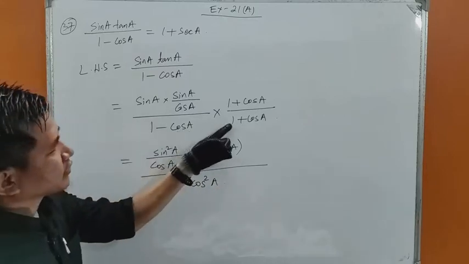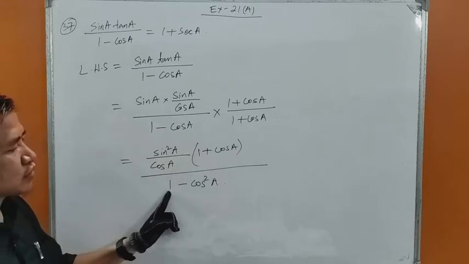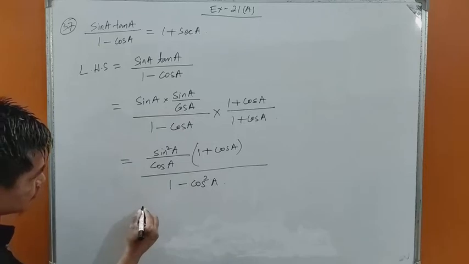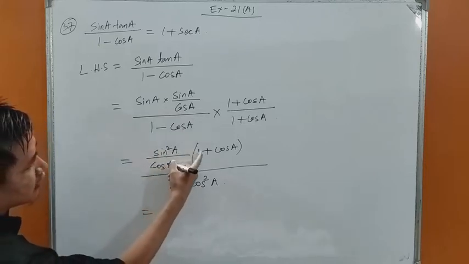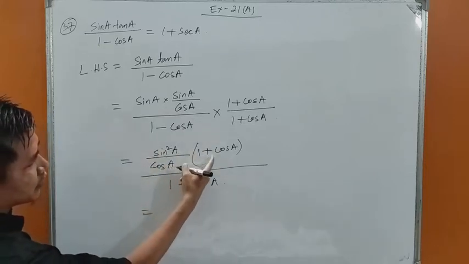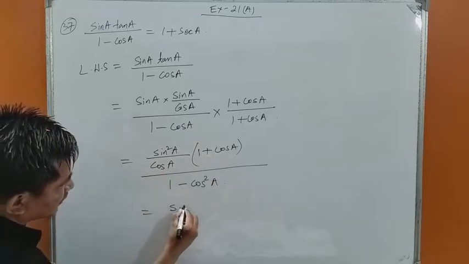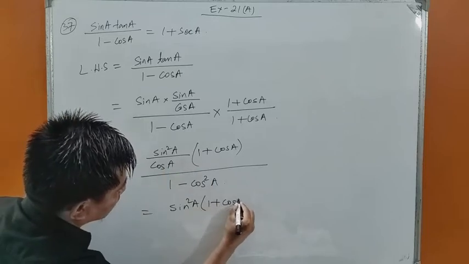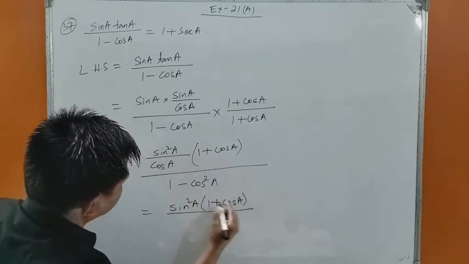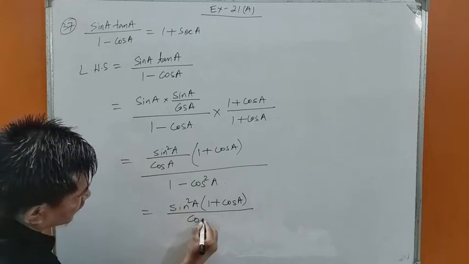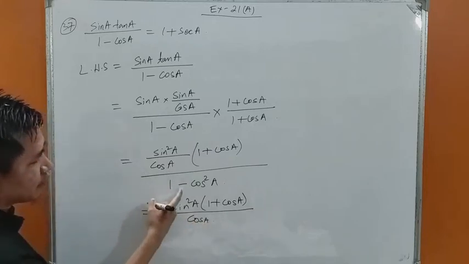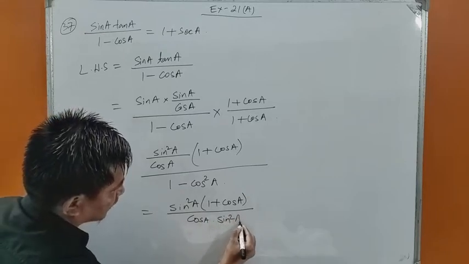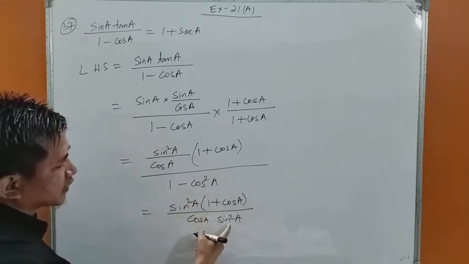A minus B into A plus B means A square minus B square, so 1 square is 1, minus B square is cos square A. Okay, so sin square A into 1 plus cos A is in the numerator, whole upon cos A into 1 minus cos square A, which means sin square A, isn't it?